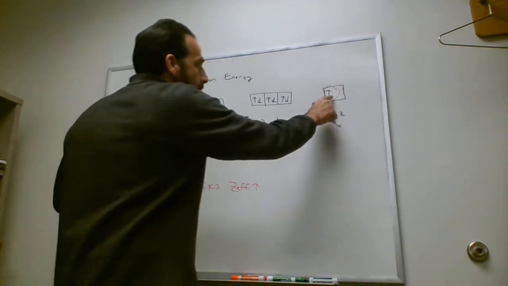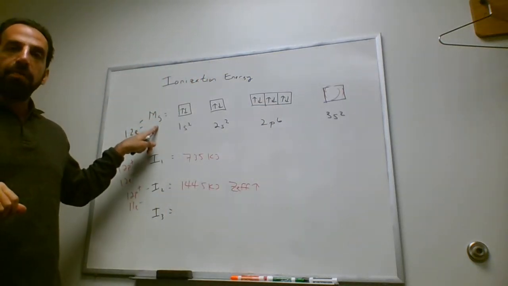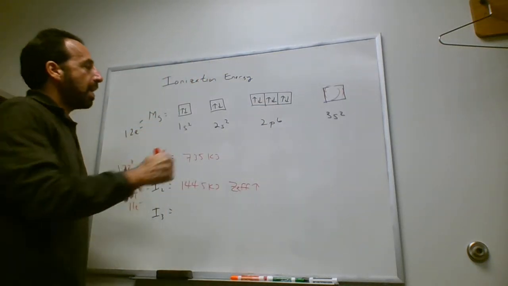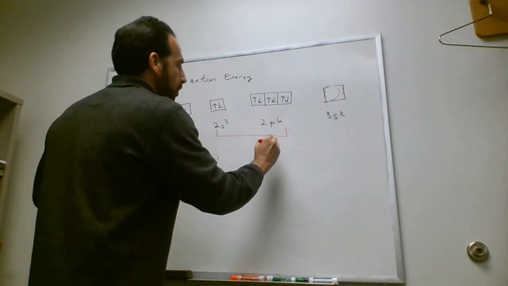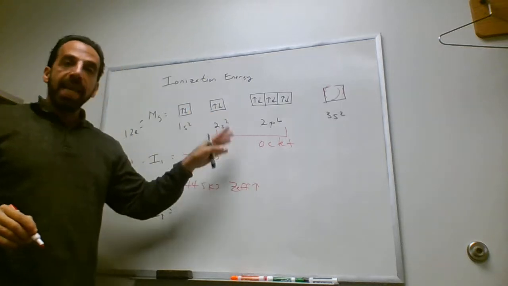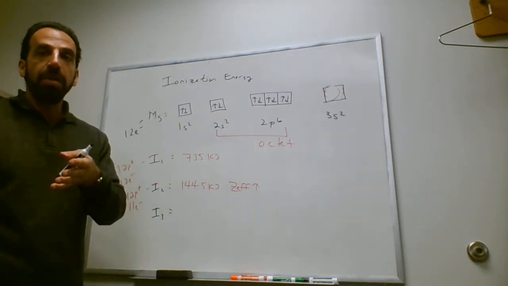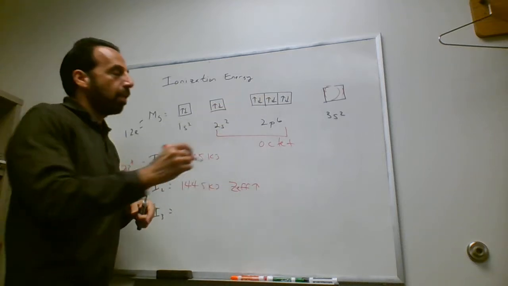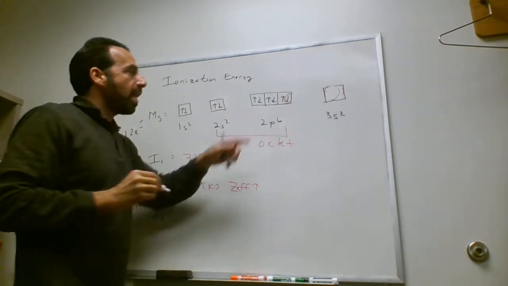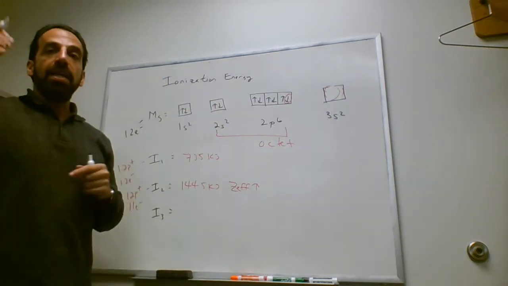Now, after I remove this one, magnesium has a full valence shell, a full energy level. So this is like the octet rule. That second energy level is full. It's kind of like a noble gas, which has full energy levels. Now it makes it very, very difficult to remove that electron right there. You can remove any of those p's, they're all the same. And so in this case, it jumps up a lot.